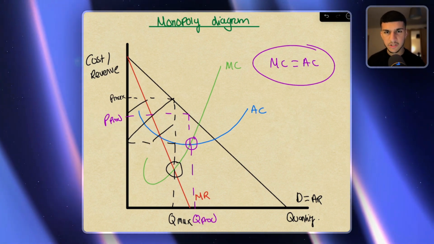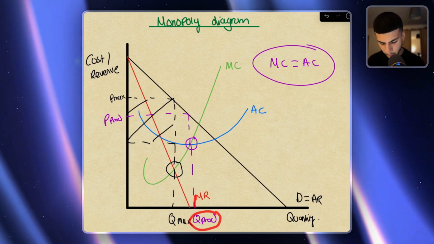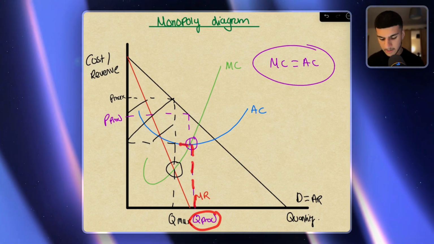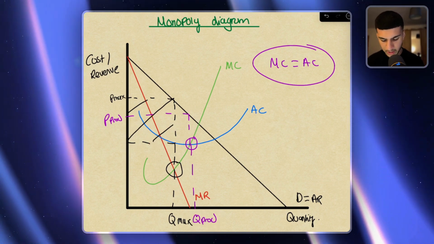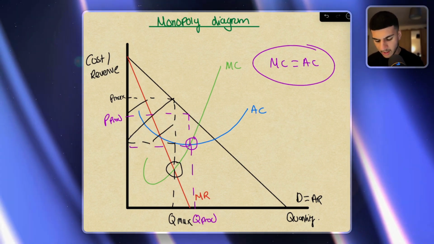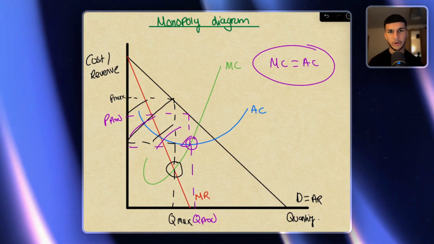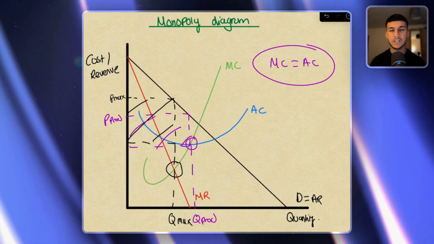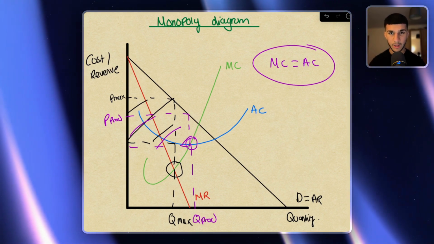Now, just to finish this off, all you need to do is go from the quantity where you're productively efficient, keep going up until you hit your AC curve, and this will give you the firm's costs. Go left from there, and that will show you the box of supernormal profit a firm makes when they are productively efficient. And that's all there is for productive efficiency. The main thing I want you to remember, to find your price, you need to keep going up until you hit your D equals AR curve, and then go left from there.